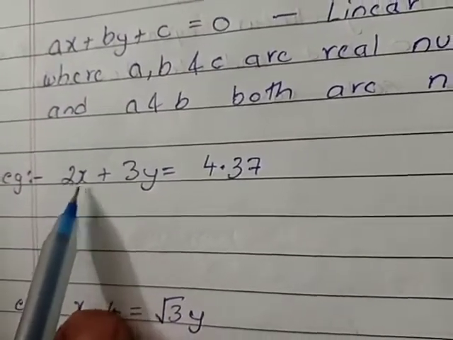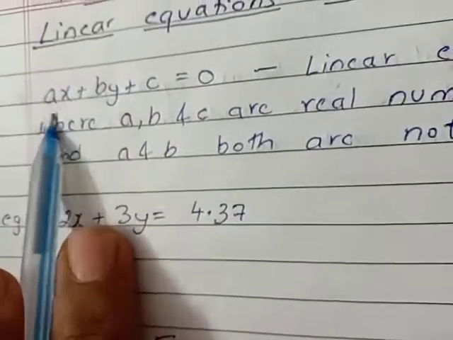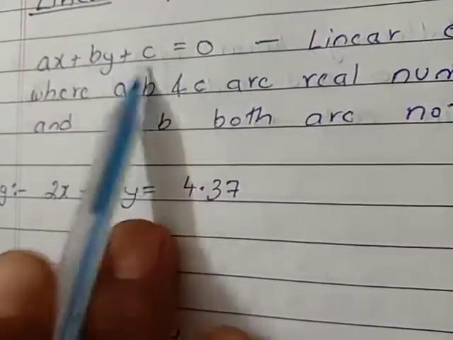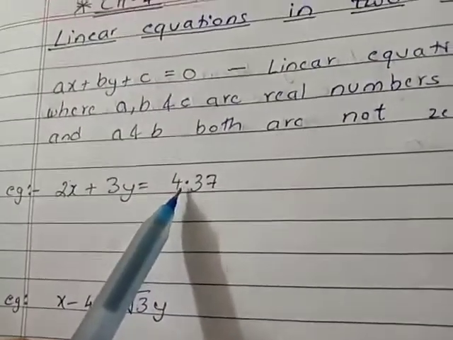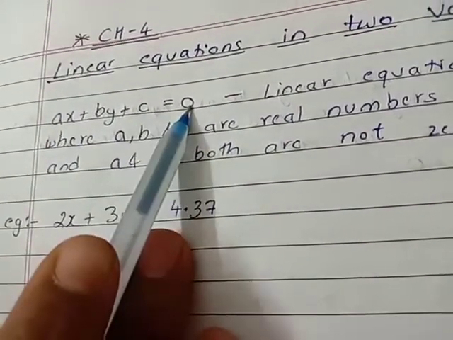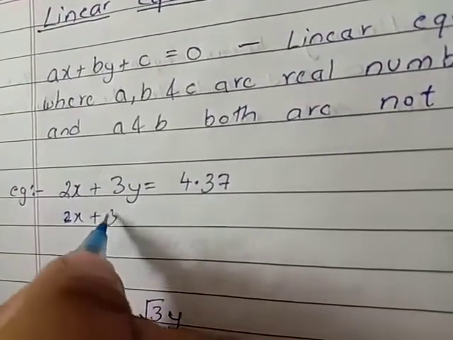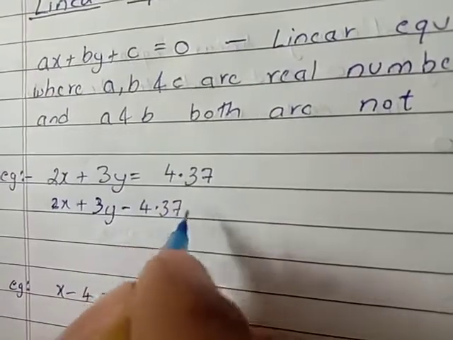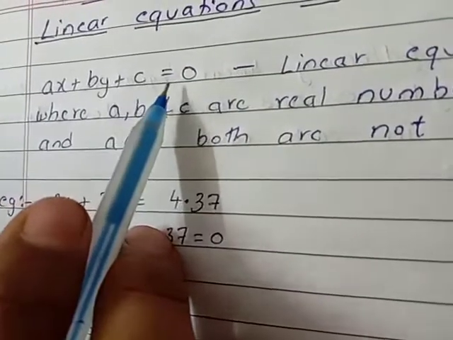Now let's try to solve 2x plus 3y equal to 4.37. First we will bring it in this form, ax plus by plus c equal to 0. For doing this, we have to bring the 4.37 on the left hand side, so it will come in the form of ax plus by plus c equal to 0. So this will be 2x plus 3y minus 4.37, because when it comes on the left hand side the sign will change, equal to 0.